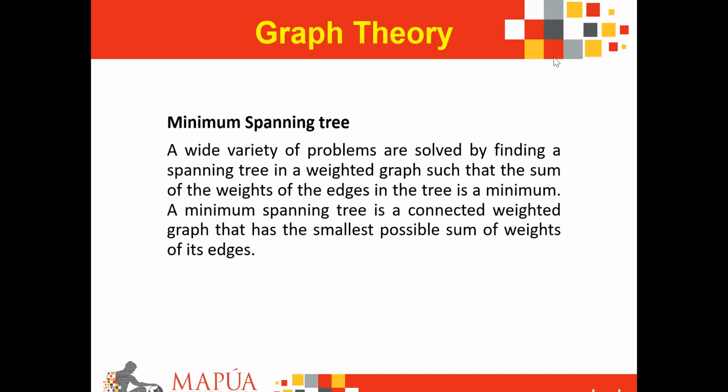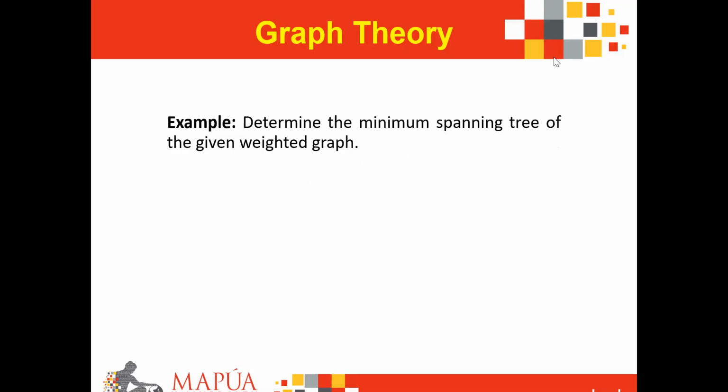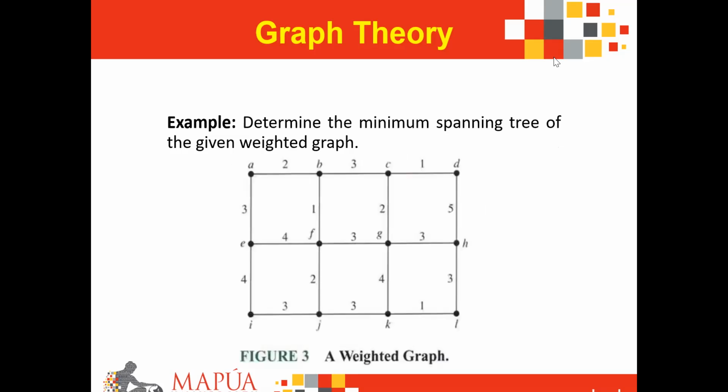A minimum spanning tree. A wide variety of problems are solved by finding a spanning tree on a given particular weighted graph containing the minimum weights of edges in your given tree. A minimum spanning tree is basically a connected weighted graph that has the smallest possible sum of weights on its edges. Hence, if you're given a particular weighted graph that looks like this, in order to determine then the minimum spanning tree, you need to create a spanning tree that will connect every corresponding vertex using a minimum set of edges. Plus, when you sum up all the weights associated to each edge, it should also end up with a minimum sum.